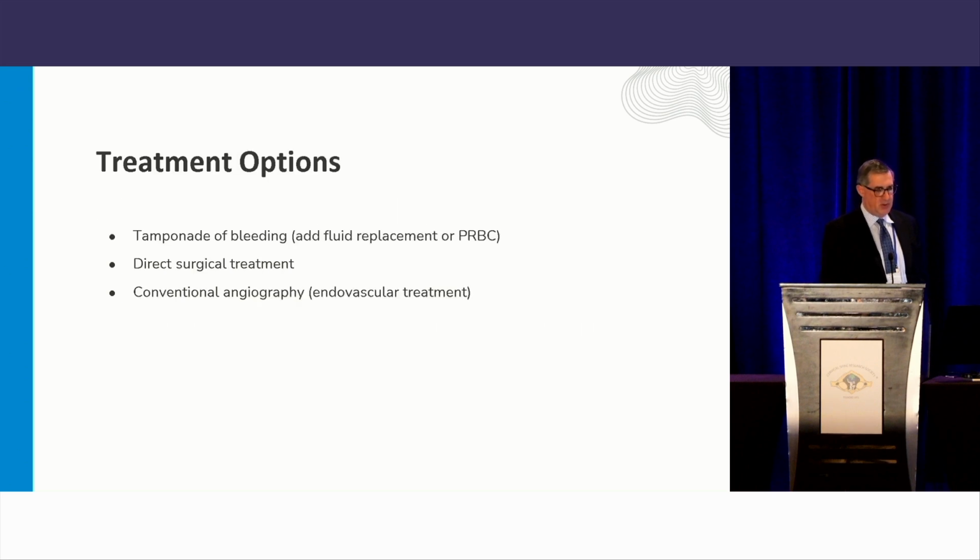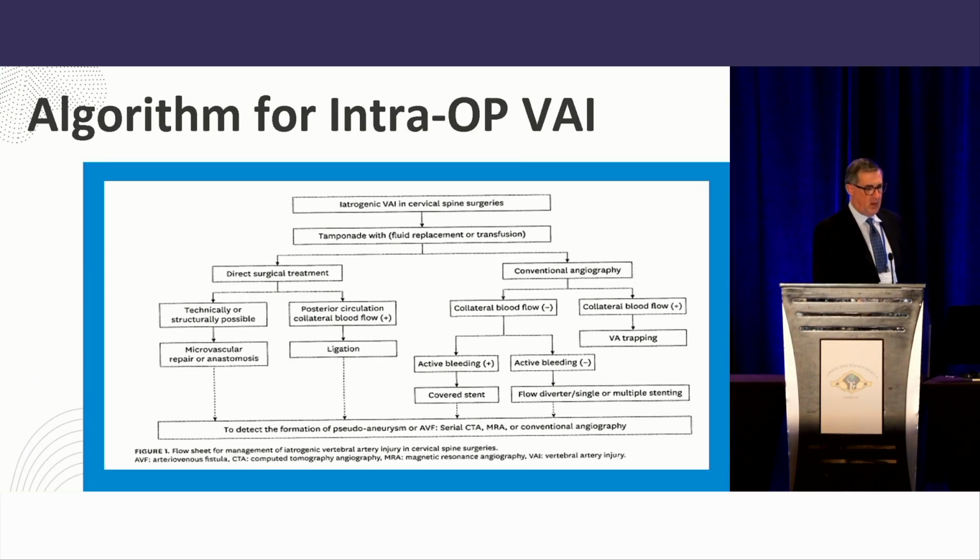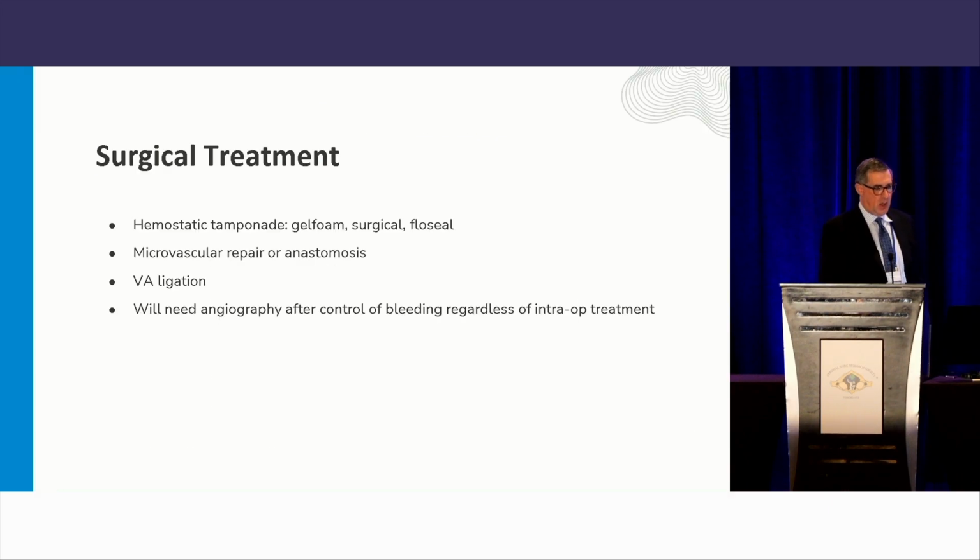So the goals of the management are the control of hemorrhage, prevention of immediate vascular complications, and prevention of other complications. So you want to tamponade the bleeding, add fluids or blood if you have to, and then probably angiography or direct surgical treatment. This is an algorithm for intraoperative vertebral artery injury, and I'll skip through that because I've got a few more slides to go.